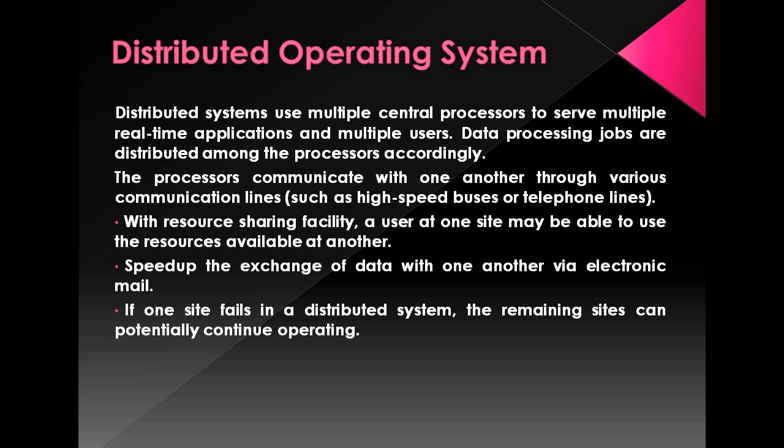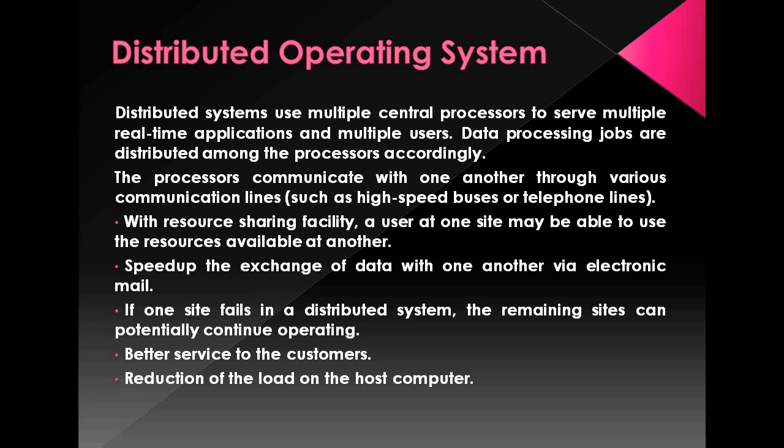So in the previous diagram, there are 5 sites or 5 processors. If one processor fails, the remaining 4 sites can go on with their processing. So the system will never come down. Another advantage is better service to the customers. Due to the previous point, that is if one site fails, the remaining sites can continue operating, we can give better service to the customers.